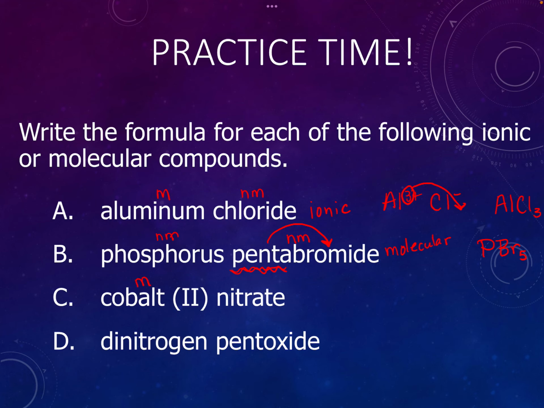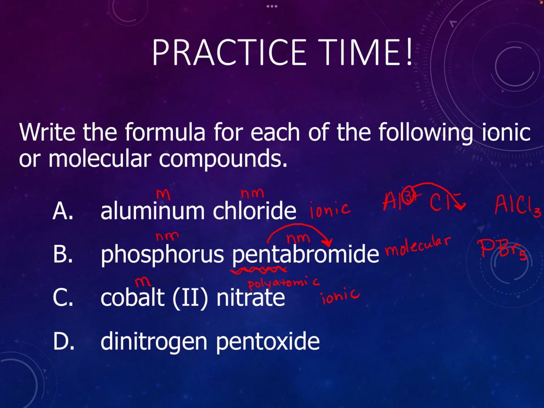Cobalt is a metal, and our nitrate is a polyatomic. Okay, anytime we see a metal, we automatically know that that is an ionic compound because that's the only type of compound that metals form. So anytime we see ionic, right, we need to think, ionic compounds are made from ions. I need to write out my ions and circle and switch.